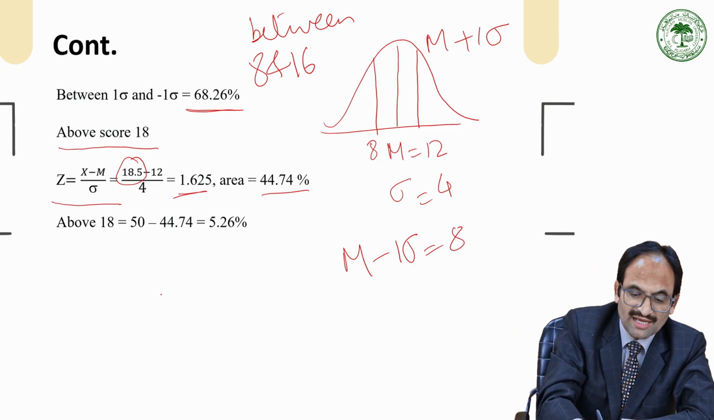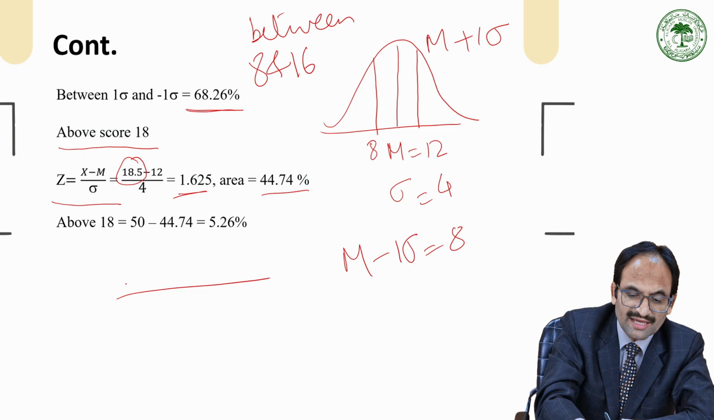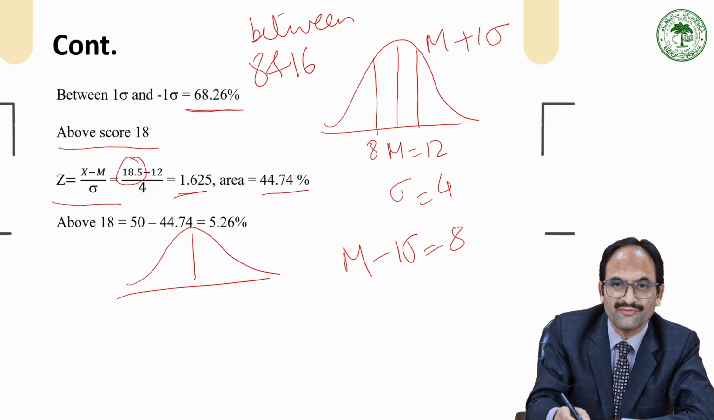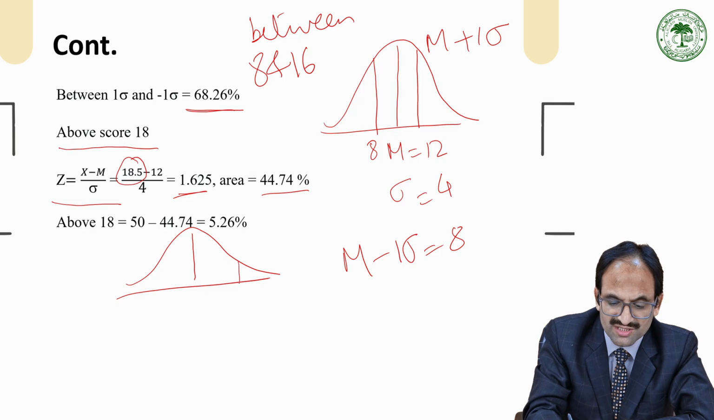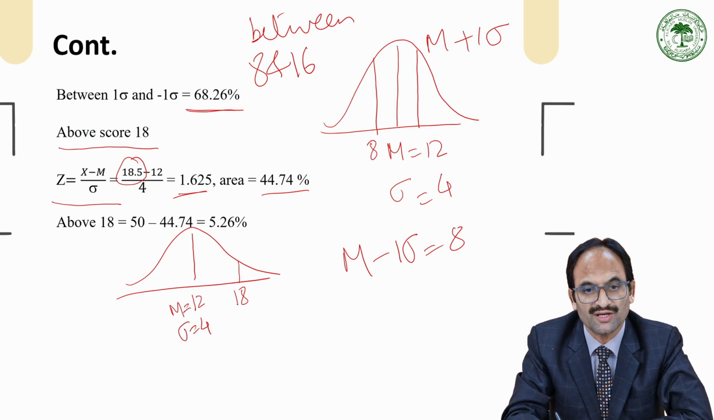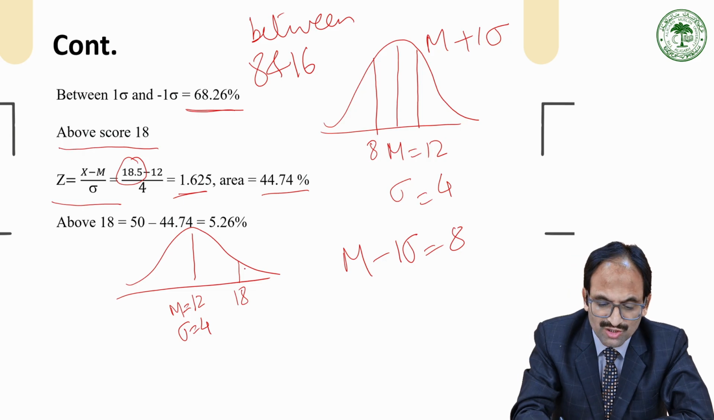So, for that again draw a normal probability curve. The moment you draw a normal probability curve, you just locate where 18 is. If 12 is the mean, and sigma is equal to 4, then 18 will be here. Remember what you have to calculate? You have to calculate this area which is above 18.